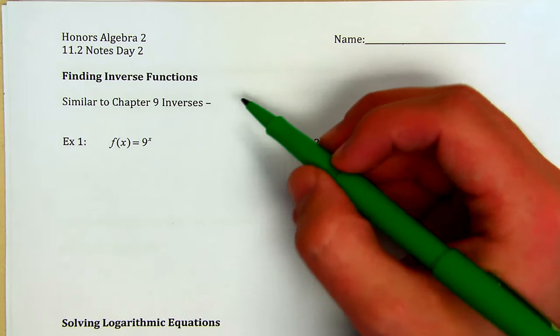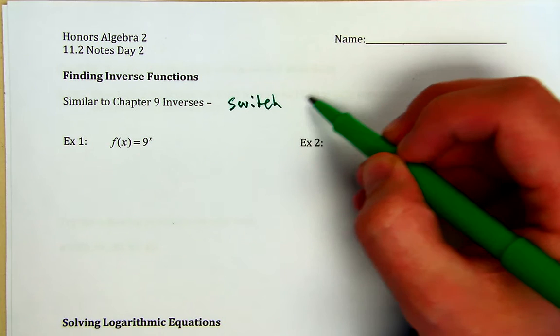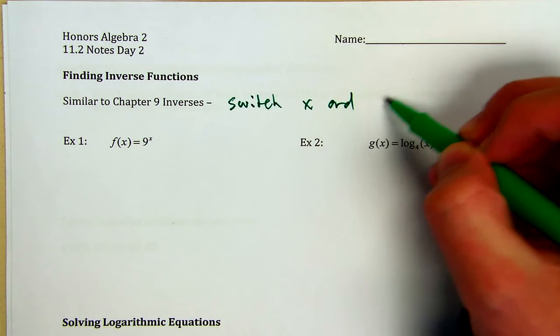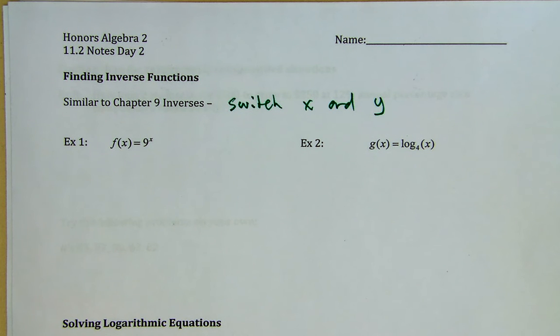One thing to note is that this is similar to chapter 9 when we were finding inverses. All we're going to do to find an inverse is switch x and y, and then change between logarithmic and exponential form.